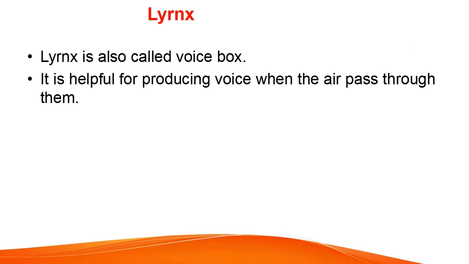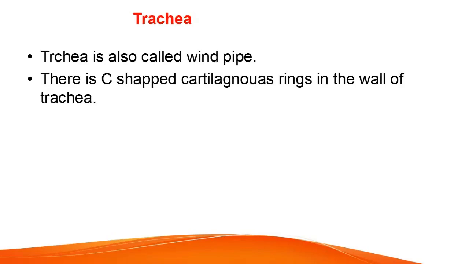So, what is larynx? Larynx is also called the voice box. When air enters into the larynx, it vibrates vocal cords which are present in the larynx and thus produces voice. Then air enters into the trachea. Trachea has C-shaped cartilaginous plates.